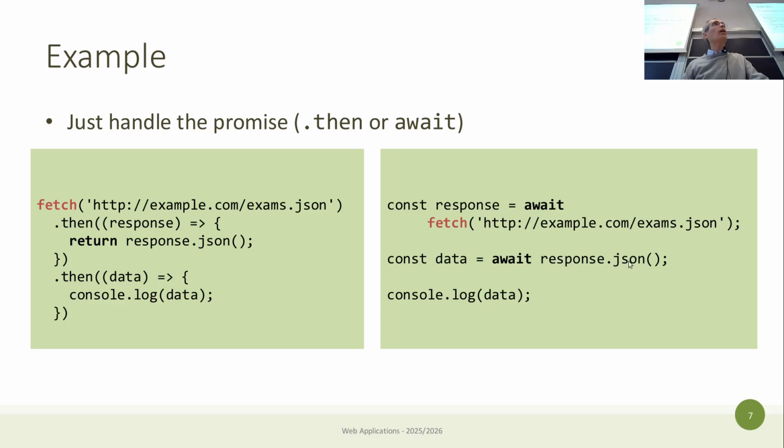Response JSON, I already told you maybe, but today we will say it again, the JSON method returns another promise, so you must await on this value because it's a promise, as we did before.